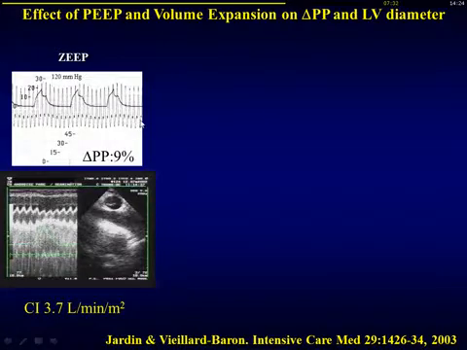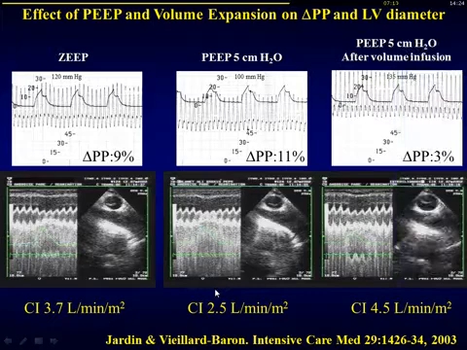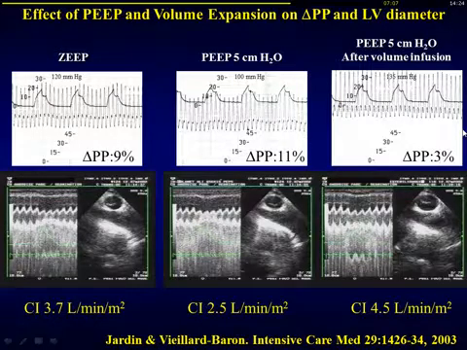Well, Francois Jardin looked at humans and showed, in fact, that what we hypothesized was happening from dogs was also true in humans, because here you can see that he has 0 PEEP. He goes up to 5 of PEEP. You can see that the inferior vena cava collapses down. The pulse pressure variation goes up, and the cardiac index falls. He keeps him on PEEP and gives him volume. Cardiac output goes up. The IVC stays open, and the pulse pressure variation goes down. So it's not rocket science.